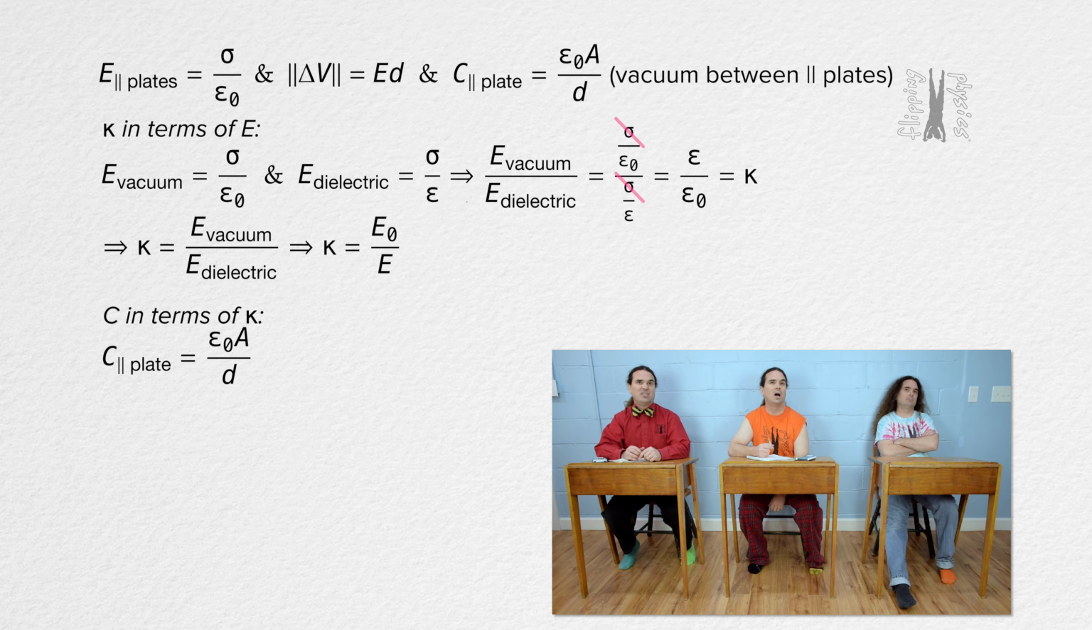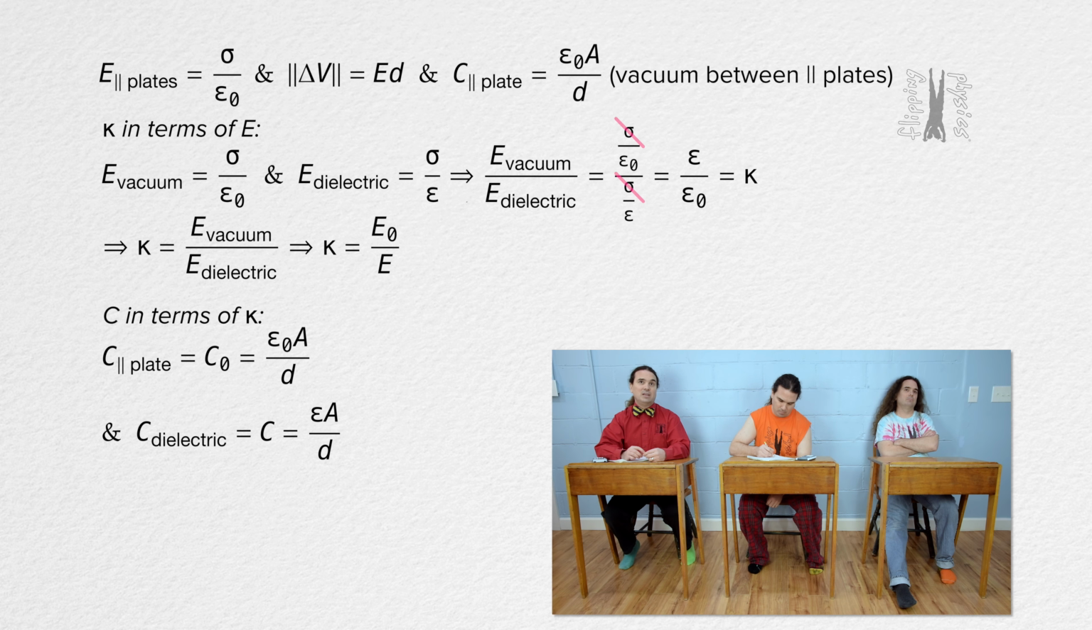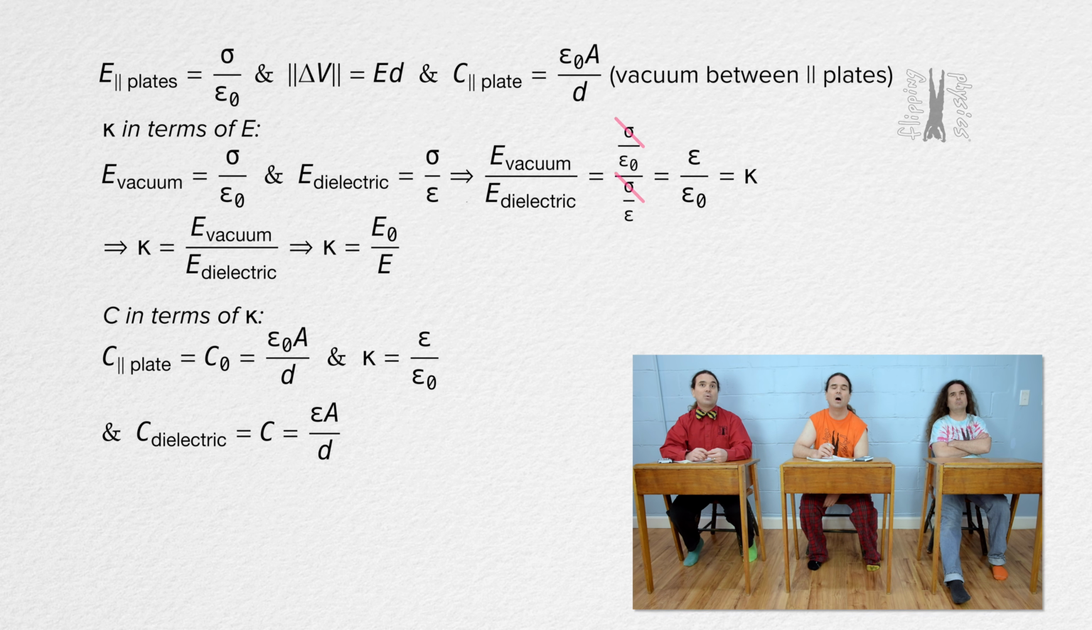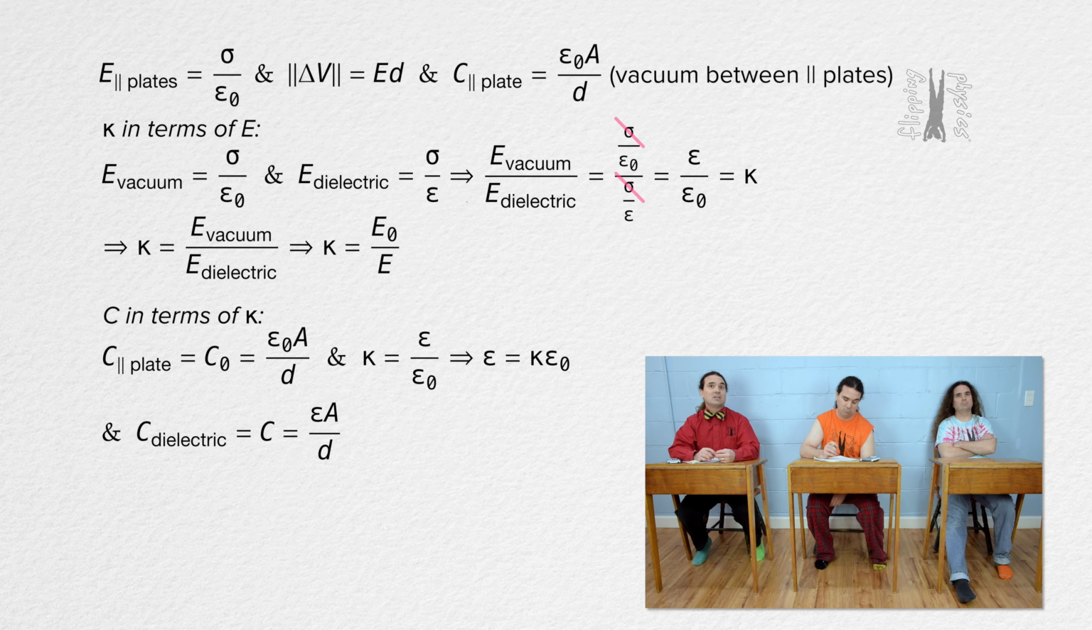And I guess we will call that capacitance naught because it is the capacitance with a vacuum between the plates. I guess we will call the capacitance with a dielectric just capital C with no subscript. And that equals the same equation as the one with the vacuum, only with the electric permittivity of the dielectric instead of the electric permittivity of free space. And because we know the dielectric constant equals the electric permittivity of the dielectric material divided by the electric permittivity of free space, we know the electric permittivity of the dielectric equals the dielectric constant times the electric permittivity of free space, which we can substitute into the equation for the capacitance with the dielectric.